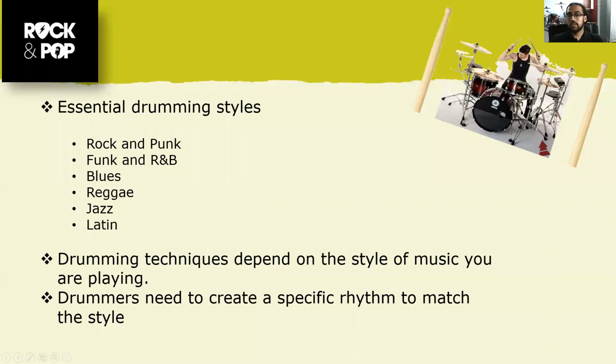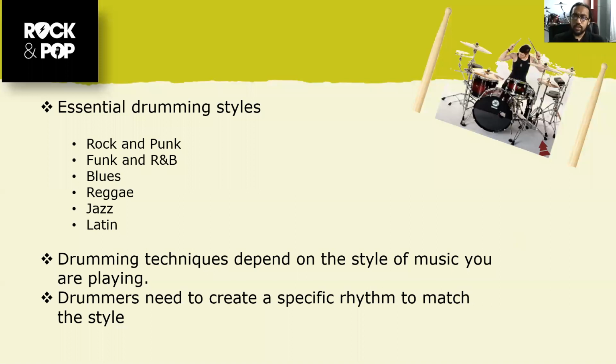Drummers need to create specific rhythms to match the style. Like for jazz, you'll usually be playing the swing on the ride. For funk, you'll be playing syncopated rhythms. These are just a few examples. For rock, you'll be playing a very rock-solid, heavy sort of groove. These are just some examples of how a drummer uses specific rhythms for a style.